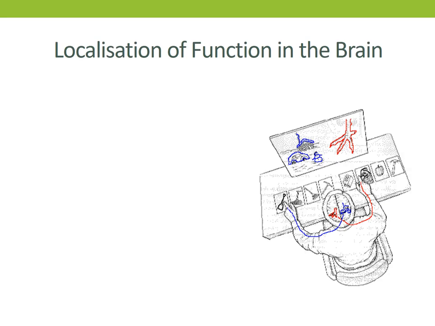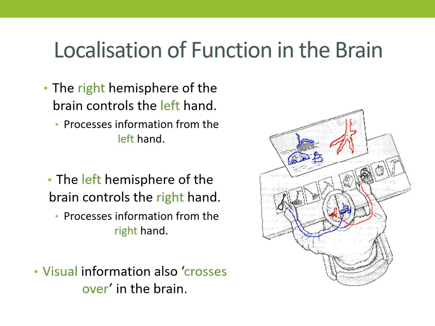So in terms of finding out the functions, localization and lateralization, this is more lateralization rather than localization. The right hemisphere is controlling the left hand and processes information from the left hand, whereas the left hemisphere processes information from the right hand and controls the right hand. And visual information, like I said, also crosses over.